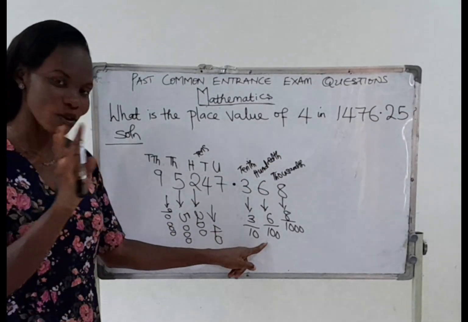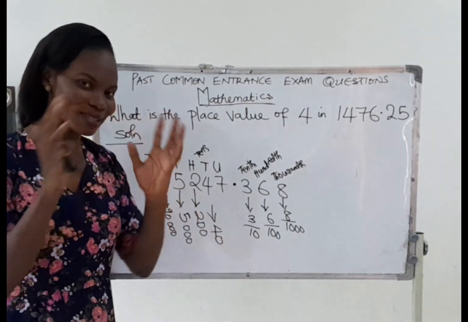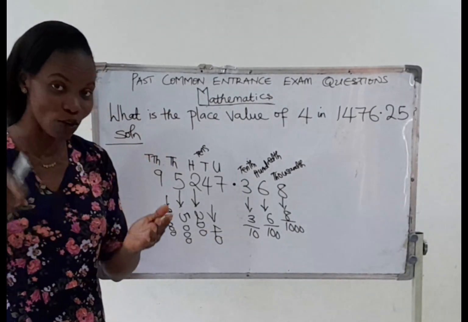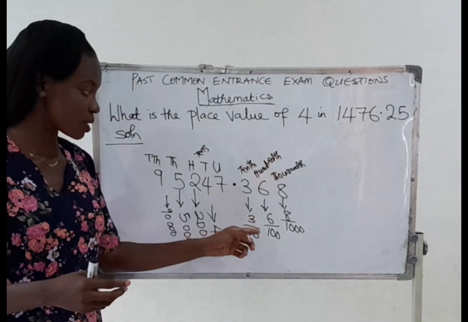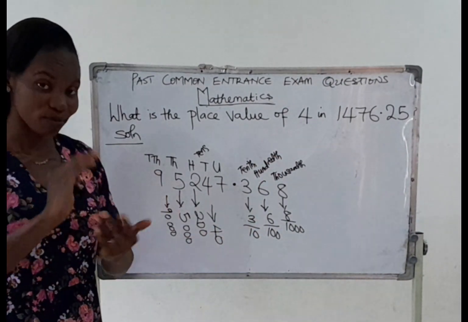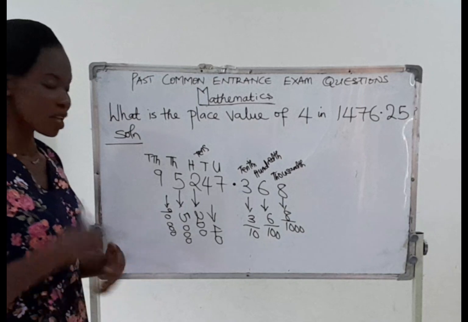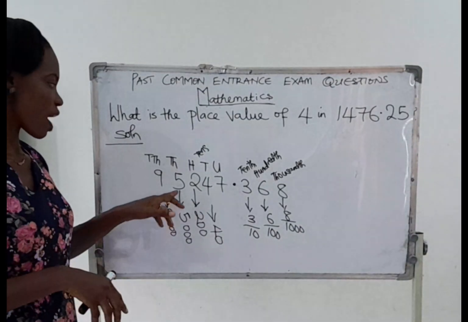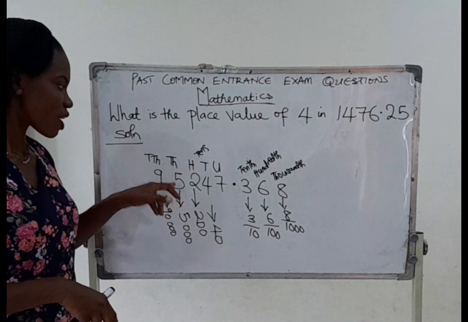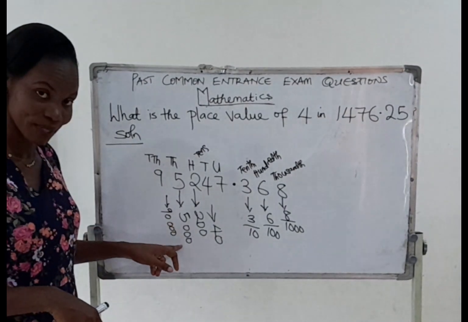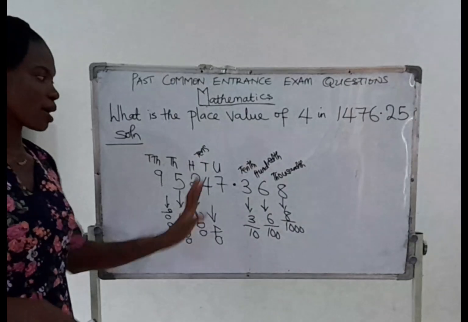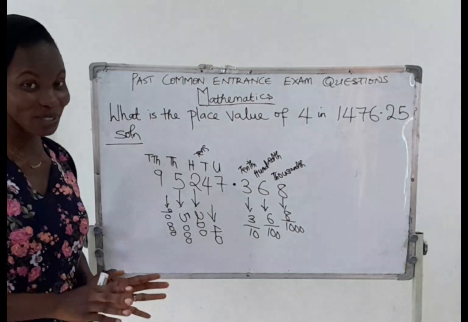You know, your entrance examination question is basically objective, so you will see the options there. Some options may be written in words like this, or they may write it in figure. So whichever one, you should be able to get the answer correctly. If I ask you what is the value of 5 here, the value of 5 here is 5 thousandths, like this. Okay, so that's how to do it. I hope it's understood, right?